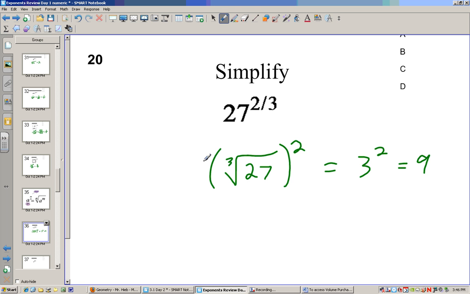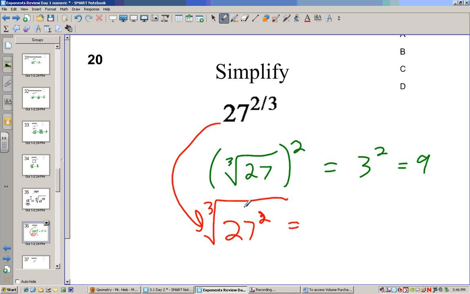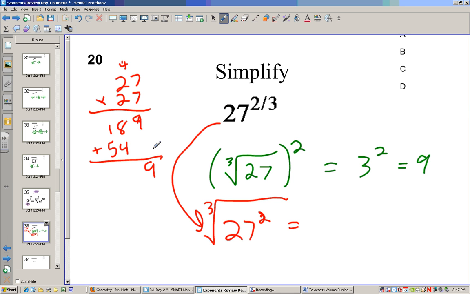Now we could try this another way. We could say 27 squared and then cube root that. 27 squared, now I don't know that off the top of my head. We could figure it out pretty quick. So that's supposed to be a 9. It is right. So 729.